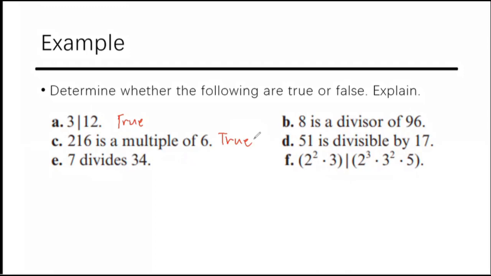How about 7 divides 34? Ibig sabihin nun, 7 divides 34. False. Pag dinivide mo yung 34 by 7, ang kanyang remainder ay not 0. Okay, so it is not true or it is false. Next, 8 is a divisor of 96. Ibig sabihin, pag dinivide mo yung 96 by 8, dapat 12, ang remainder niya ay 0. So, ito ngayon ay magiging true.